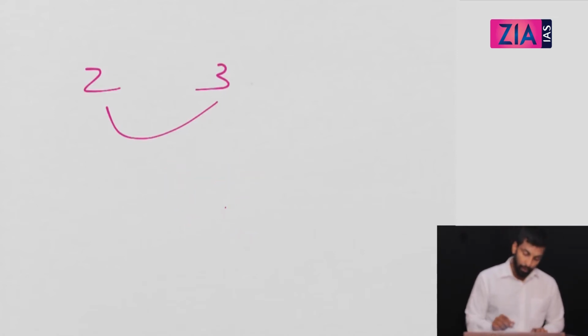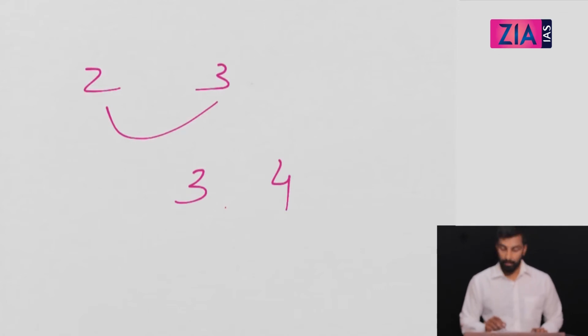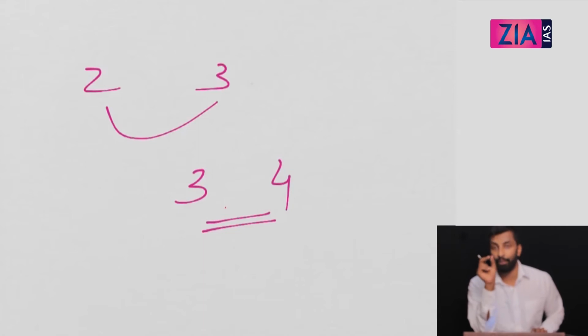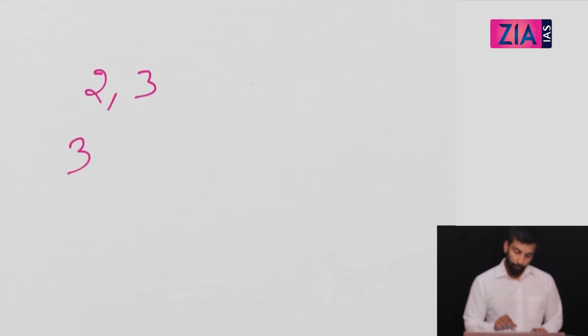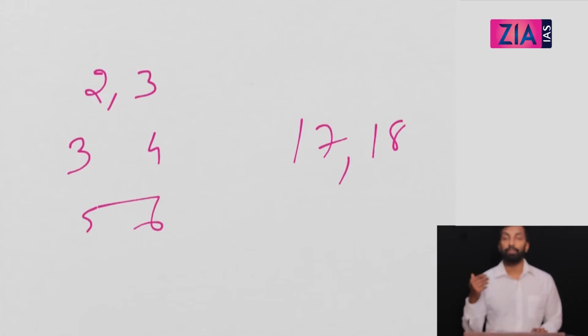What about 3 and 4? 3 and 4 are coprime numbers. There are no other common factors except 1. So coprime numbers means relatively prime numbers. Between them there is no other common factor except 1. So that's what coprime numbers are. Now if you see two consecutive natural numbers, let's take 2 3 or 3 4 or 5 6 or 17 18, two consecutive natural numbers are always coprime numbers.